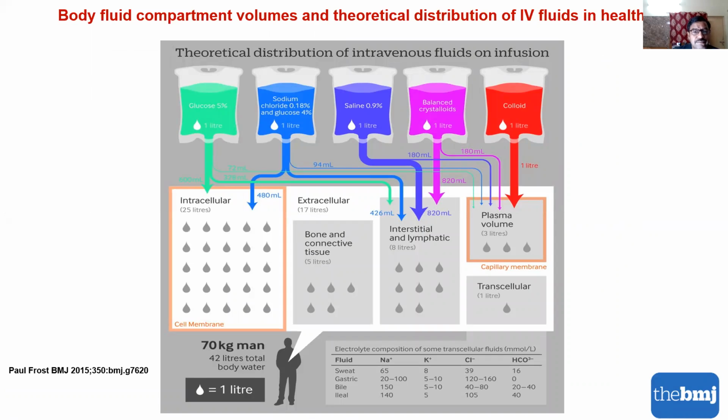This is a review published in the BMJ, where they show how the body fluid compartments, the blood volume and the theoretical distribution occur in healthy people. If we see the glucose in green, it goes especially into the intracellular space; when we give 1 liter, about 600 ml goes there. But what happens when we give colloid? The colloid expands the plasma, so it mostly stays in the plasma. But when we give balanced salt solution or normal saline, mostly it goes into the interstitial space and lymphatics, with a small amount going intracellular.